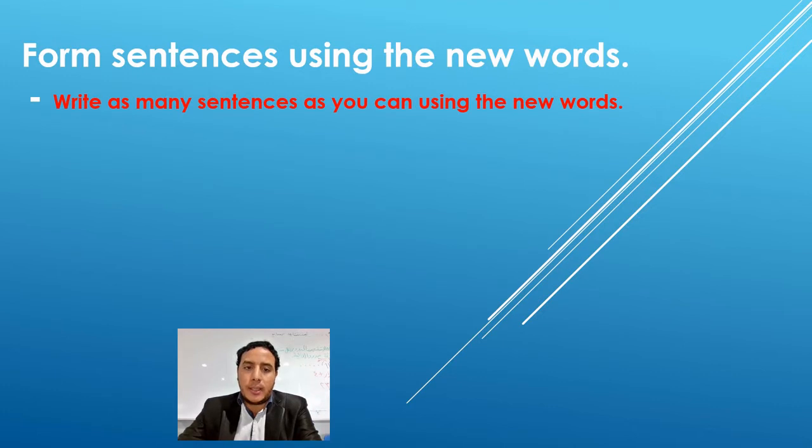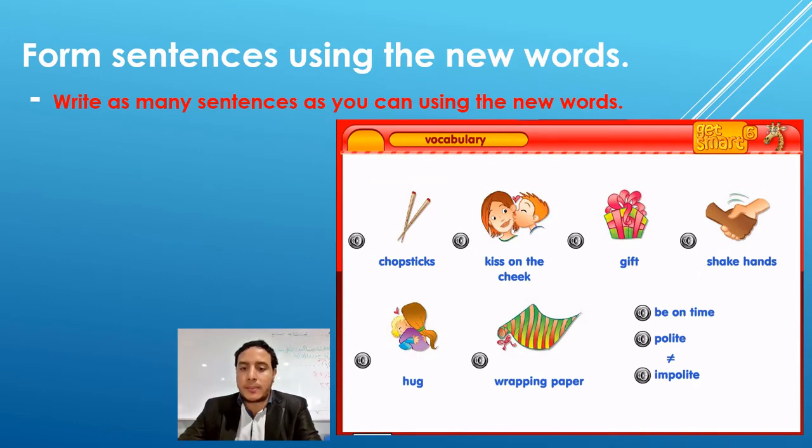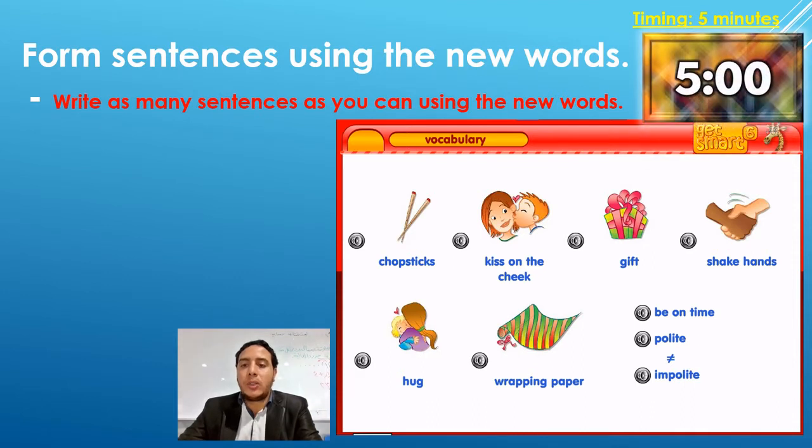Now, my students, it's your turn. Form a sentence using the new words. Write as many sentences as you can using the new words. Look at the words, read them again. Chopsticks, kiss on the cheek, gift, shake hands, hug, wrapping paper, be on time, polite, impolite. Excellent. You have 5 minutes to finish your reading. You have 5 minutes to finish your writing. Write sentences as you can.